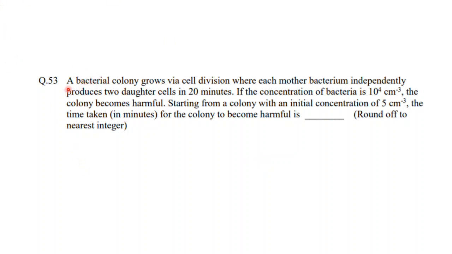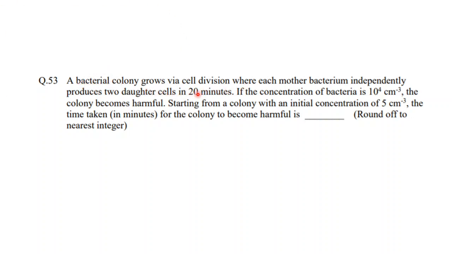The question is: a bacterial colony grows via cell division where each mother bacterium independently produces two daughter cells in 20 minutes. So the question is saying there's a bacterial colony which grows via cell division. The bacterial colony is multiplying. Generally it is a trend of bacteria that they multiply. So the question is saying a bacterial colony grows via cell division.